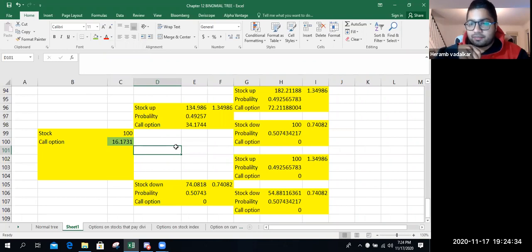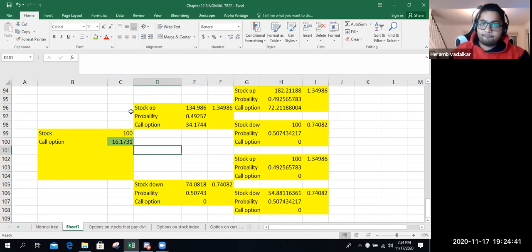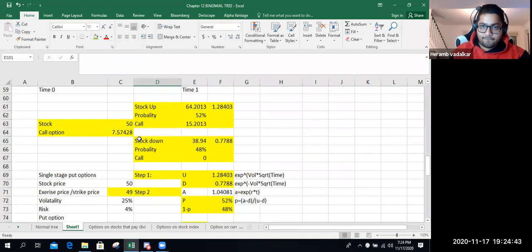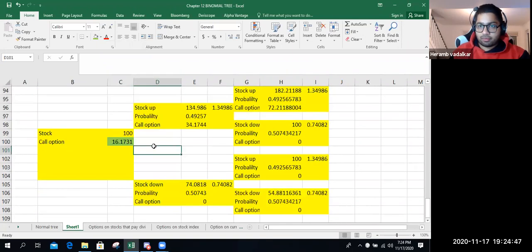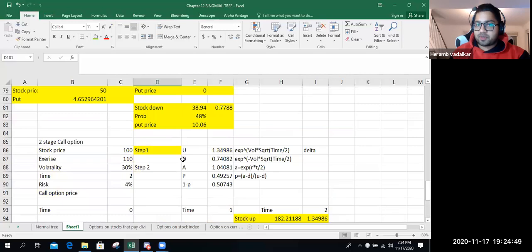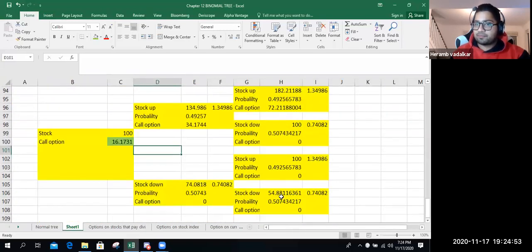Any questions? So what is difference between 2-stage and single stage? So this additional step. Okay.